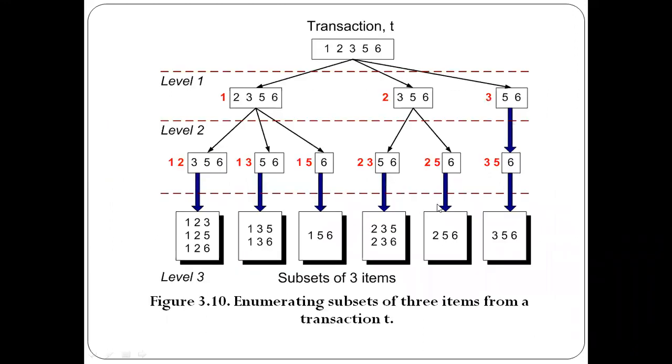I will explain one example. Here we have a transaction, the transaction list 1 2 3 5 6, which is one of the transactions present in the transaction database. By enumerating the item sets, we can find the support count of the candidates. To find the support count of these candidate item sets, we compare the item sets present in the transaction with the candidate item sets.